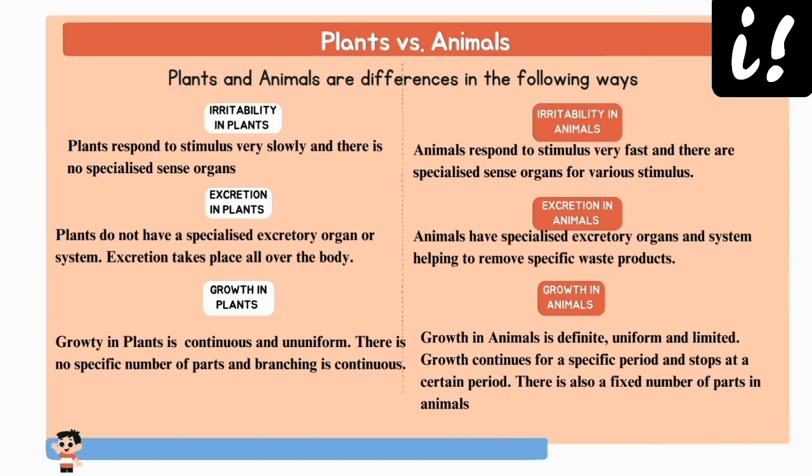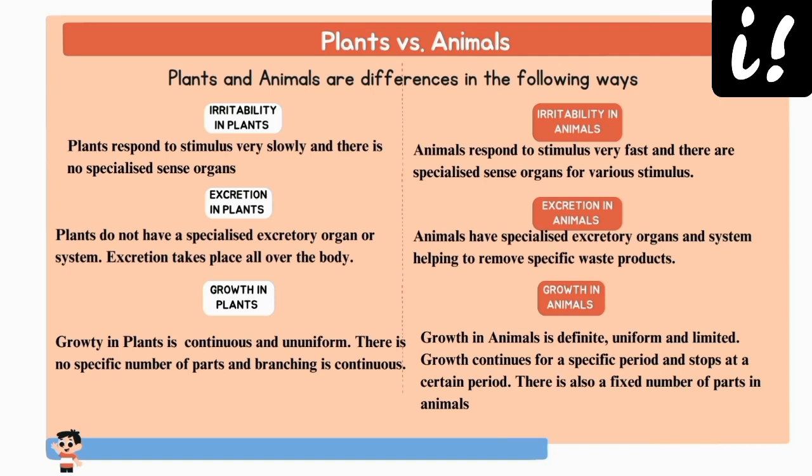Excretion. Plants do not have a specialized excretory organ or system. Excretion takes place all over the body. Animals have specialized excretory organ and system, helping to remove specific waste products.